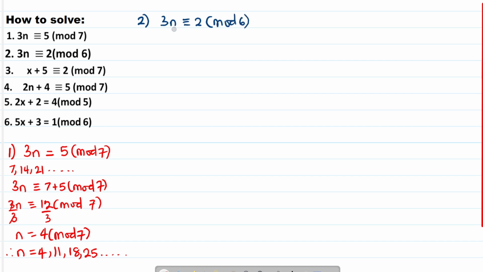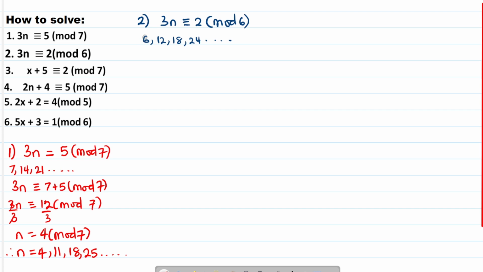Number 2, we have 3n is congruent to 2 in mod 6. Alright, to solve this again, 2 is not divisible by 3, so we keep adding multiples of 6 to 2 until we get a number divisible by 3. So the first multiple of 6 is 6, the next one is 12, 18, 24, and so on. Now if you look at this, no matter the multiple of 6 that we add to 2, we will never get a number divisible by 3.